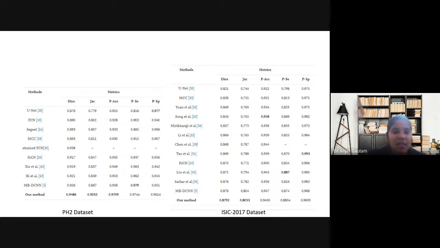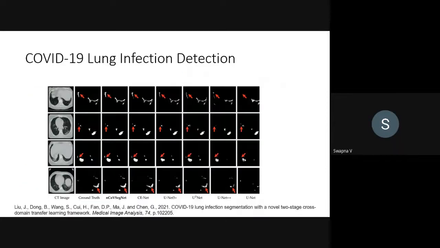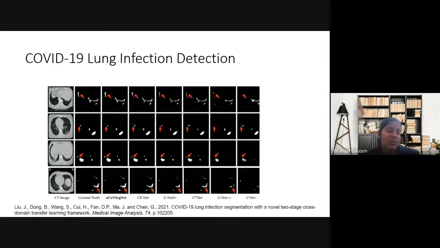These are the dice coefficient, Jaccard coefficient, then accuracy, sensitivity and specificity. Sensitivity and specificity we already know; dice and Jaccard are new. Hausdorff distance is also there. They have not used it, but it can also be used for calculating the similarity between the ground truth and the obtained result.